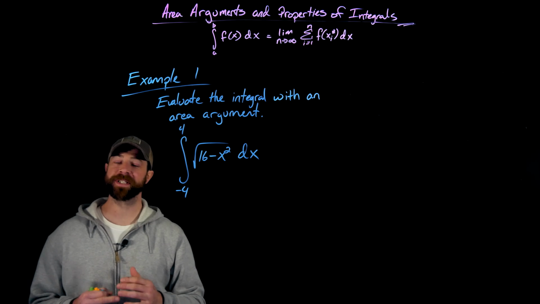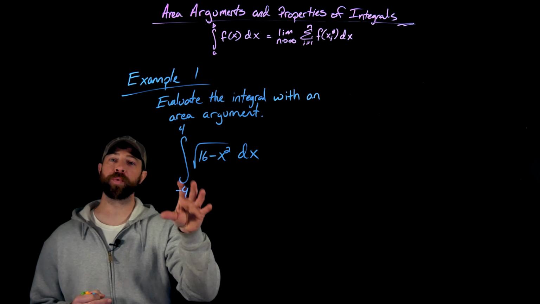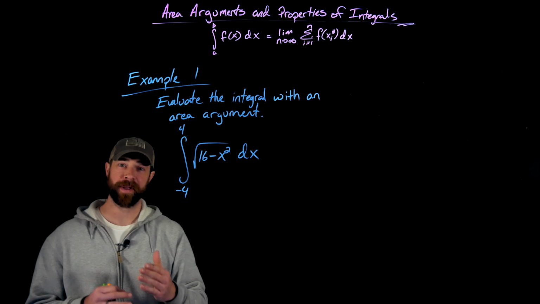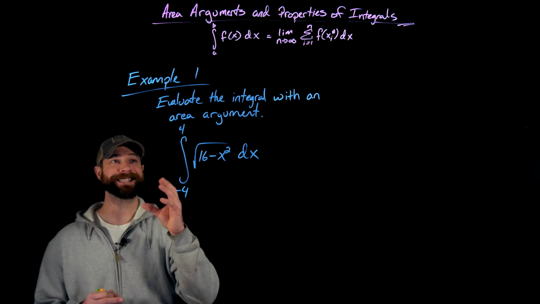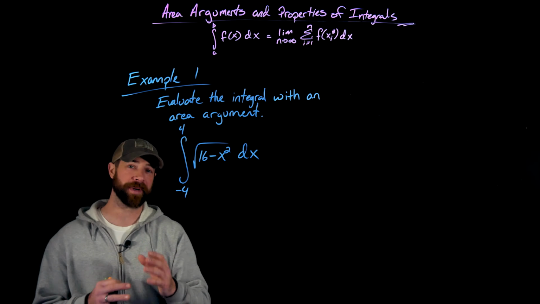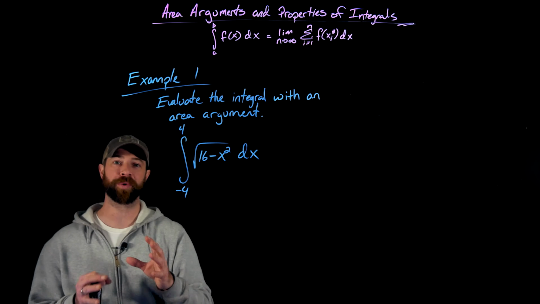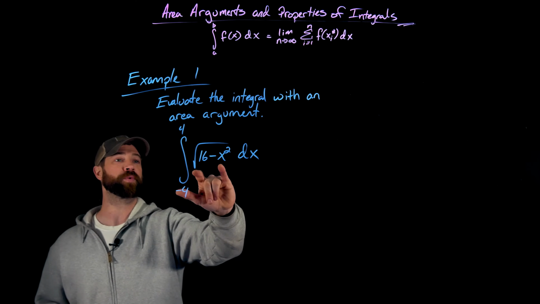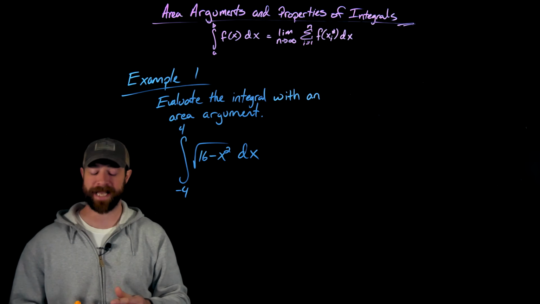All right, in this first example, we're being asked to evaluate this integral value, not using the Riemann sum, the limit sum definition of the integral, but instead using an area argument, which can be much easier if you can understand what this object looks like graphically. In this case right here, we have the square root of 16 minus x squared.